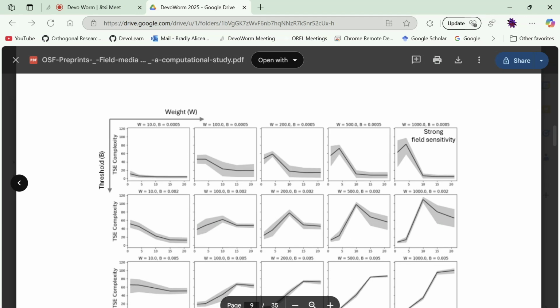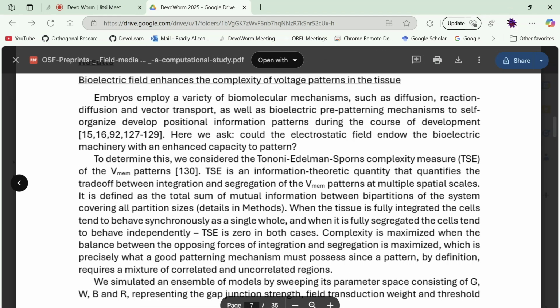They get into much more detail in the paper on this. They actually have this complexity measure. I'm not really familiar with it, but this is the Tononi-Edelman-Sporns complexity measure. These are three people who are involved in a lot of different areas of research. I think Tononi is involved in consciousness research. Edelman is a big name in biology and brain science, and Sporns, of course, does a lot of stuff with brain science, but also complex networks. So they have this complexity measure, TSE, which they'll be using.